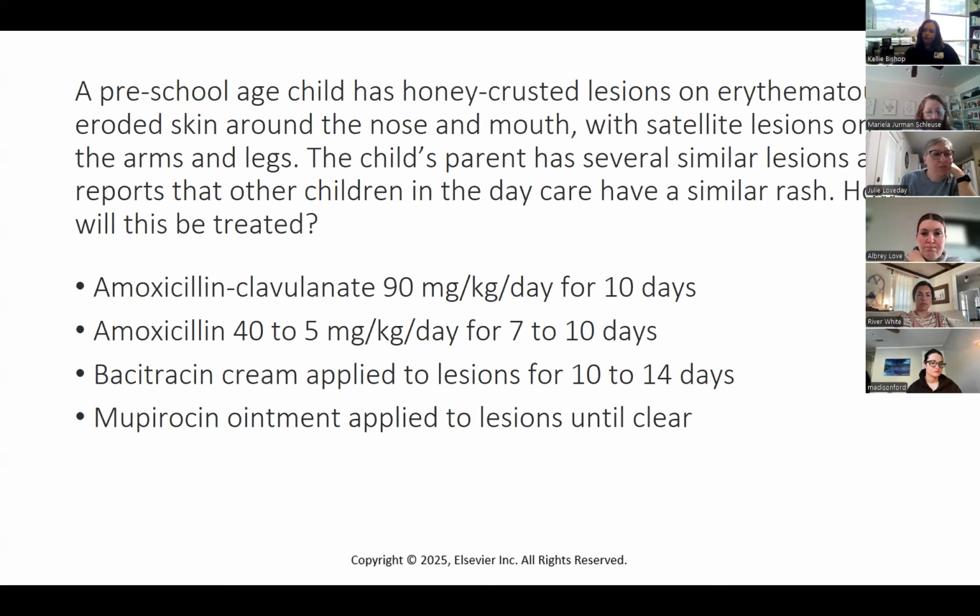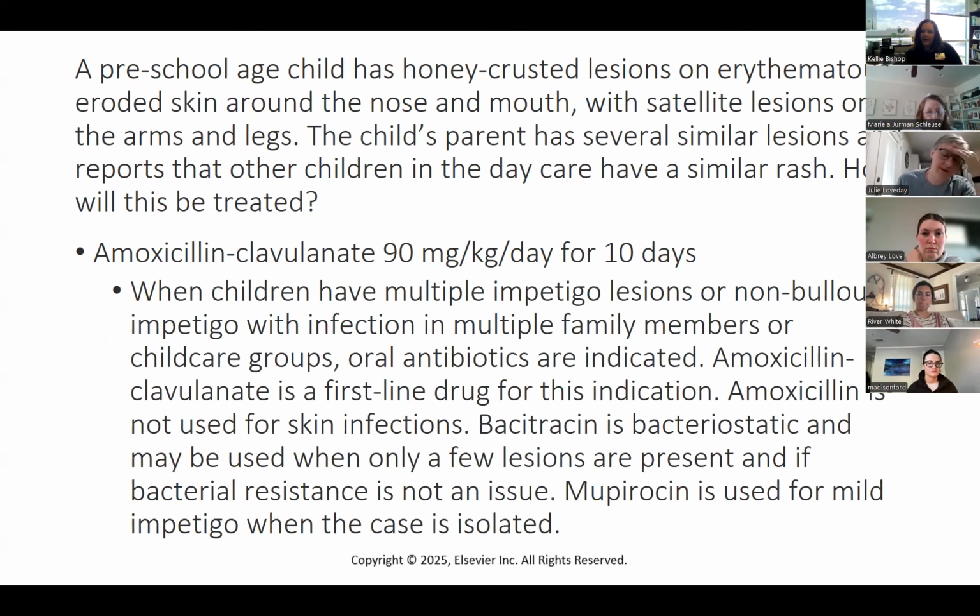I questioned, and you just said you're going to question yourself. So it's Augmentin. And it's because it has spread. So it's not just around the nose and mouth. They have satellite lesions as well. And they have other children at daycare with a similar rash. So those were some of those indications for doing oral antibiotics. If it's in multiple locations, family members also have it, daycare class has it, athletes, like their teammates have it, you would want to do oral medication for that.